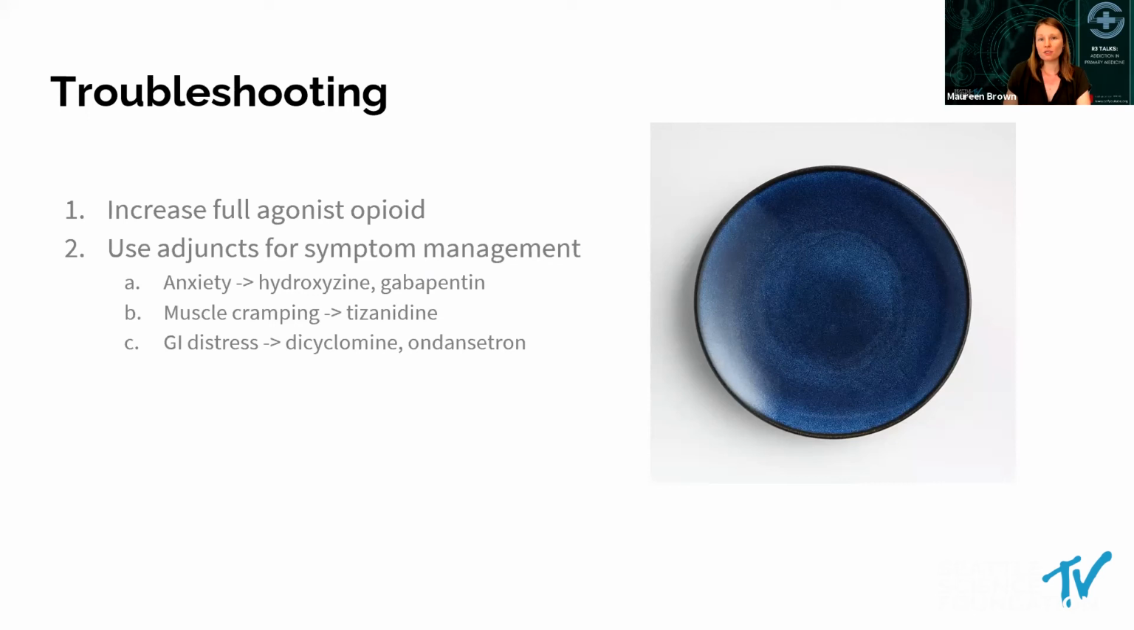The other reminder is just that we have a lot of good adjuncts that we use routinely in our standard buprenorphine inductions that can certainly be used in these inductions to help manage specific withdrawal symptoms. The blue plate on the right is a little shout out to our ARS colleagues who call this group of meds the blue plate special. Thinking specifically about the anxiety and the hyperarousal that can come with opioid withdrawal, we can use agents like hydroxyzine and gabapentin. For the muscle cramping and myalgias, we can think about muscle relaxers such as tizanidine. And then of course, for the GI distress that comes along with withdrawal, thinking about agents like dicyclomine and ondansetron.